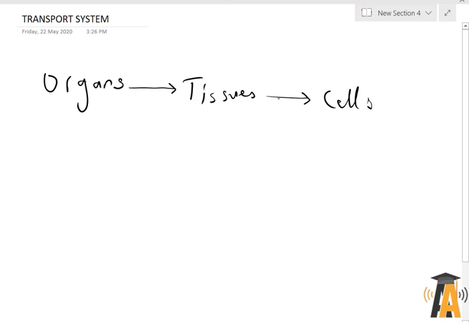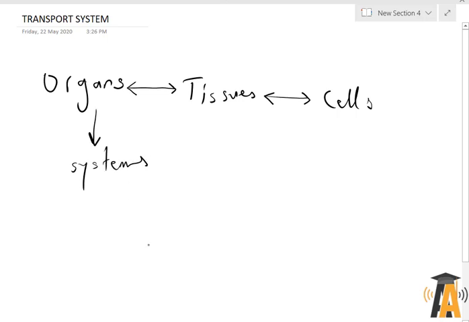And in today's class we'll be considering the topic transport system. We already know from our previous classes that a system comprises organs, which are built from tissues, and these tissues are built from cells. So cells come together to give us tissue, while tissues come together to give us organs, and these organs come together to give us systems.